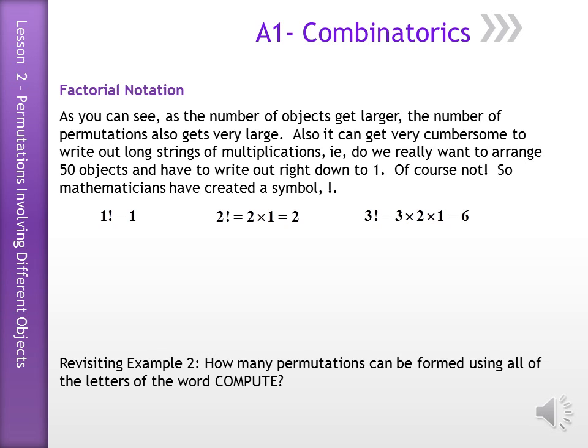Let's start with the first 3. 1 factorial just equals 1. 2 factorial is 2 times 1, which of course is 2. 3 factorial is 3 times 2 times 1, which is equal to 6. Pause the video for a moment and see if you can write out 4 factorial and 5 factorial.